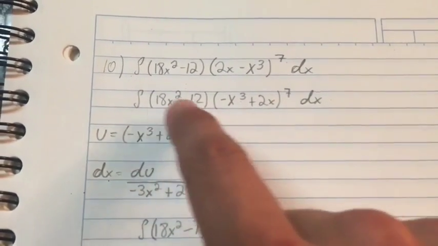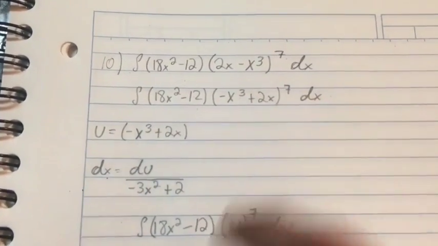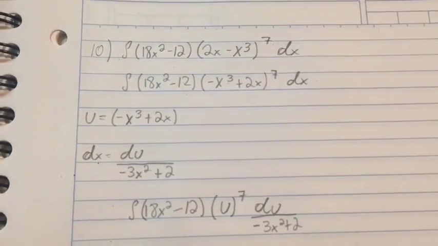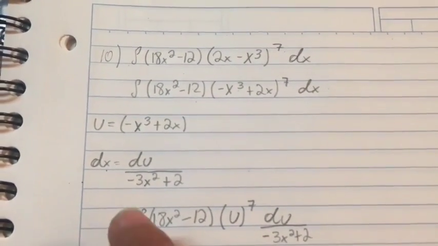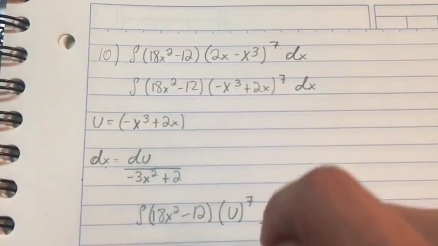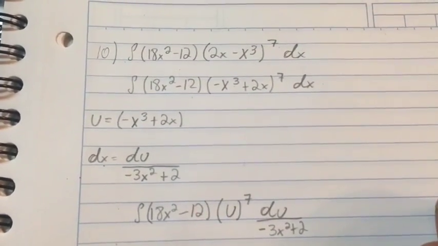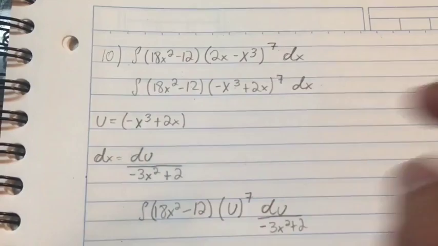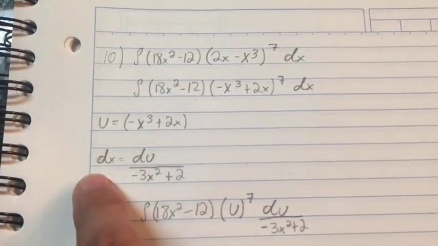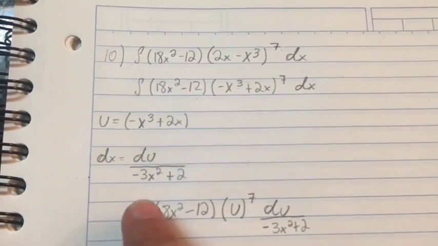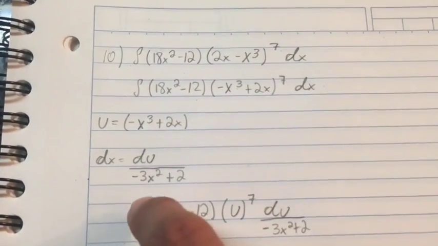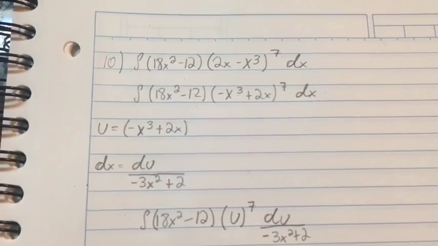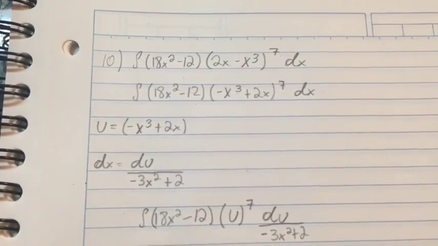We can see that 3 minus 2 is 1, and 1 minus 0 is 1, so we can proceed with the substitution method. Now we need to find the u. The u would be the binomial with the greater exponents inside the parentheses, so the negative x cubed plus 2x would be our u. And our dx would be du over the differentiation of u, which is negative 3x squared plus 2. Now that we have that defined, we can proceed with the algebraic expressions.